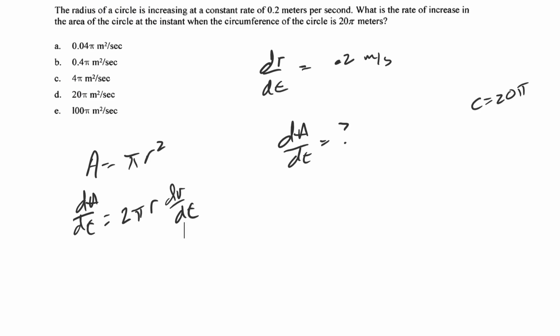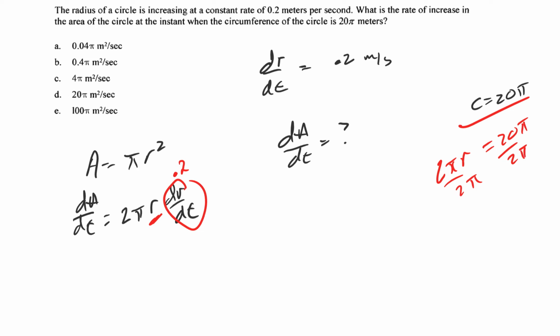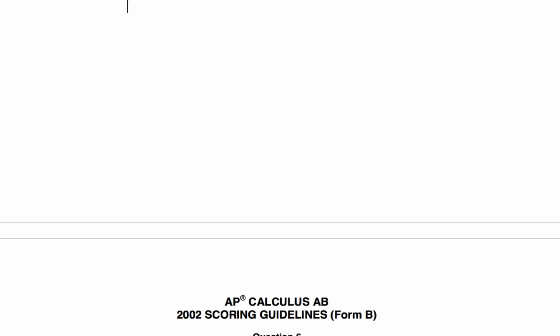All I gotta do is plug stuff in. Well, again, I have dr dt, 0.2. I'm looking for dA dt, so that's not an issue. It's just R I need. Hey, they gave me the circumference. Circumference of a circle, if you're not sure, is 2 pi r. So that's 20 pi. You just do some math. R equals 10. So there's my R. Plug that all in, you get an answer. There you go. Let's do an actual question now, like a harder version.